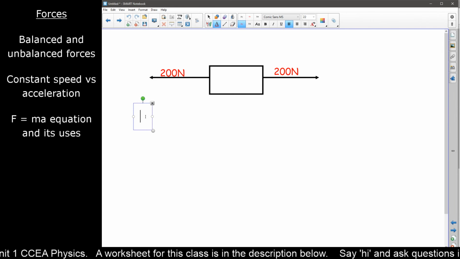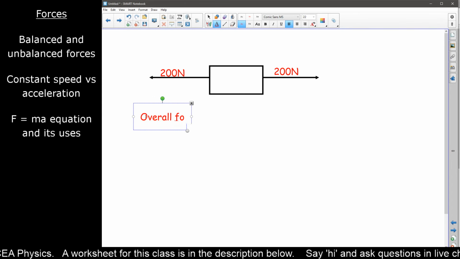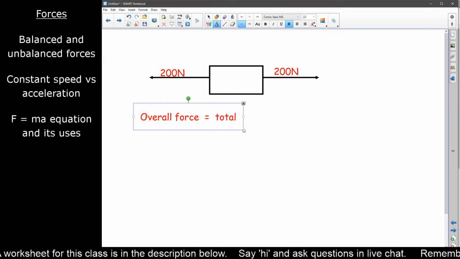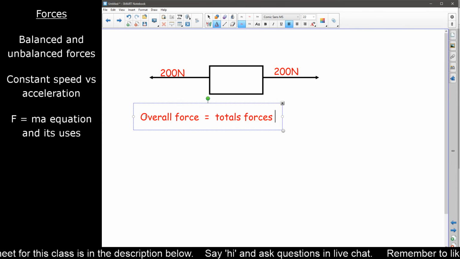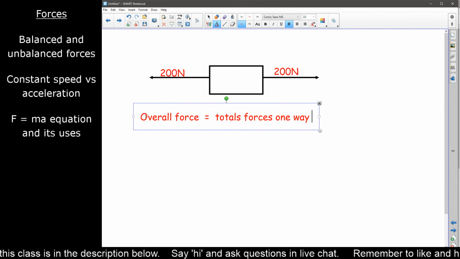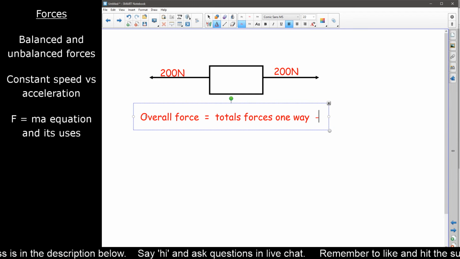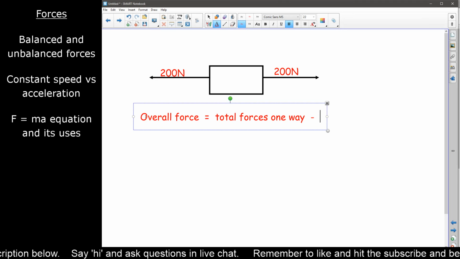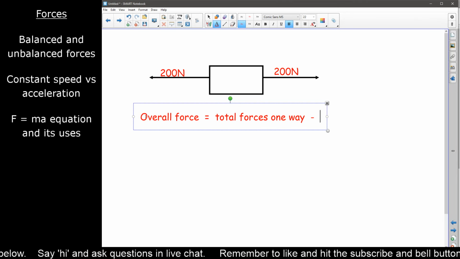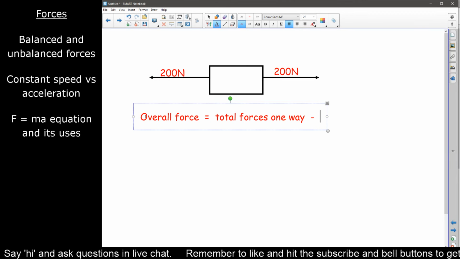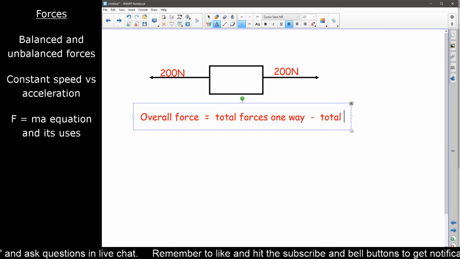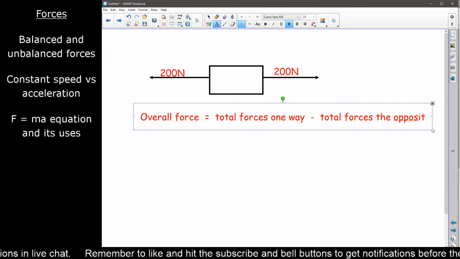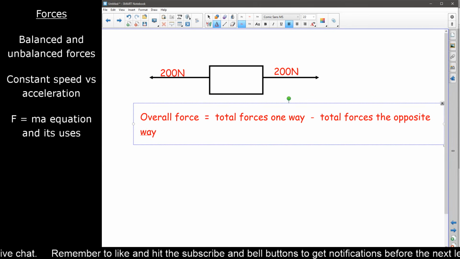We can say that the overall force is equal to the total forces one way, take away the total forces the opposite way. Overall force, total force is one way, and then take away the total forces the opposite way. It's taking a new line.